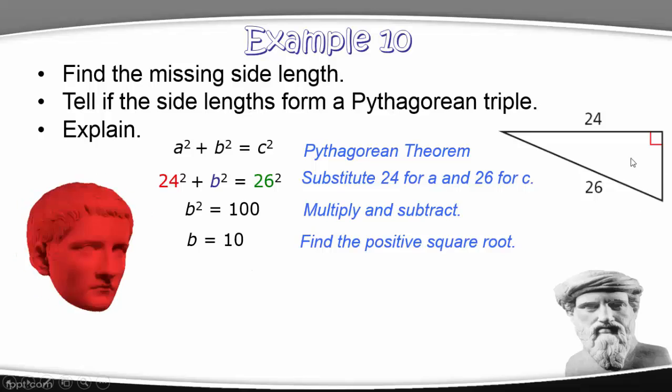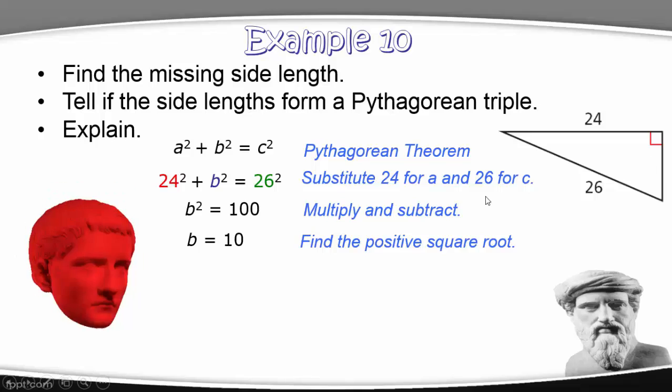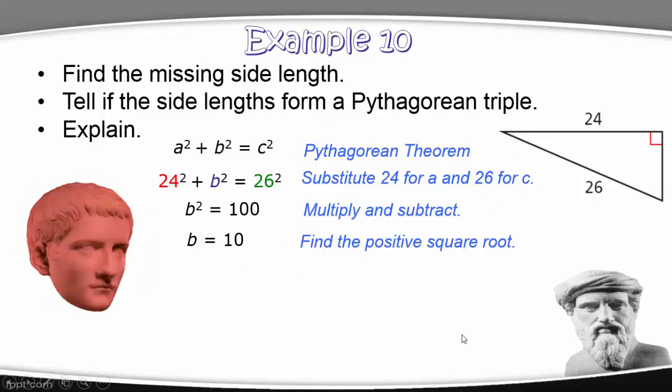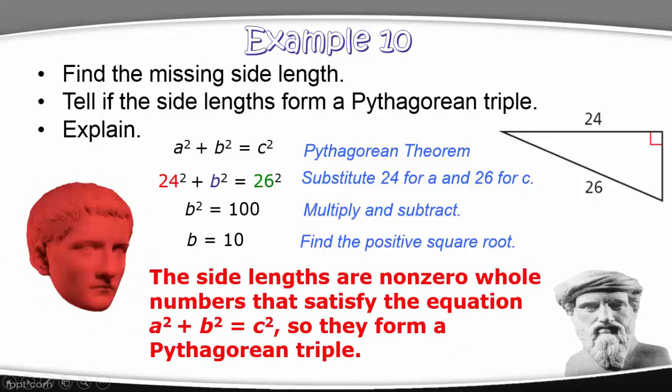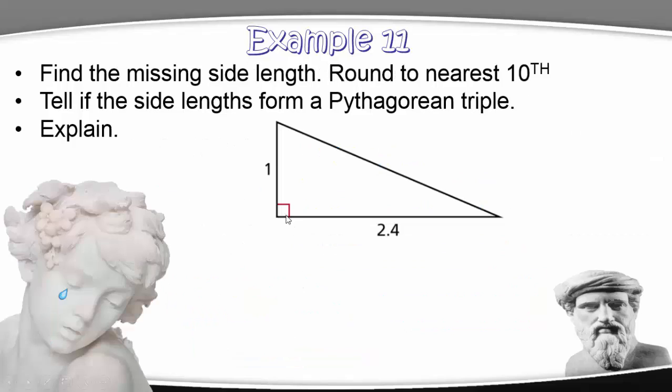So if this is 10, this is 24, and this is 26, that means that all three of these are whole numbers, and just like we showed, they obey the Pythagorean theorem, so then that means that this is indeed a Pythagorean triple.